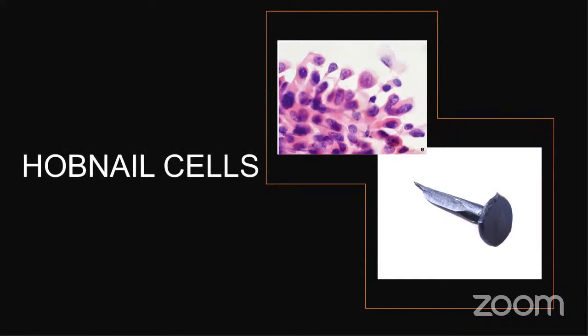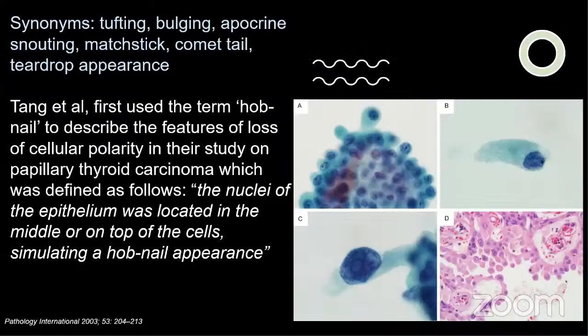And the last cell for today is the hobnail cell. Now, synonyms of the hobnail cell are tufting, bulging, apical snouting, matchstick, comet tail, or teardrop appearance of cells which are hobnail. Now, it was Tang et al. who first used the term hobnail to describe very specific features. What kind of features? The loss of cellular polarity. And they were studying, of course, the papillary thyroid carcinoma. That is where this particular appearance of the cell was first described.